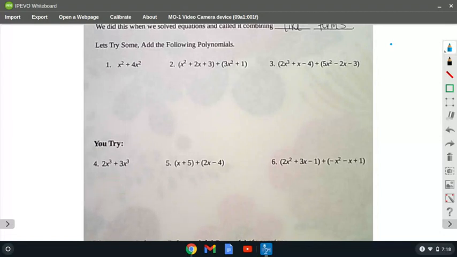So I only can add things together if they are the same degree. Okay, so they need the same variable and the same degree for me to add them together. And when I add them, I'm adding those coefficients. I'm not changing their degree at all.